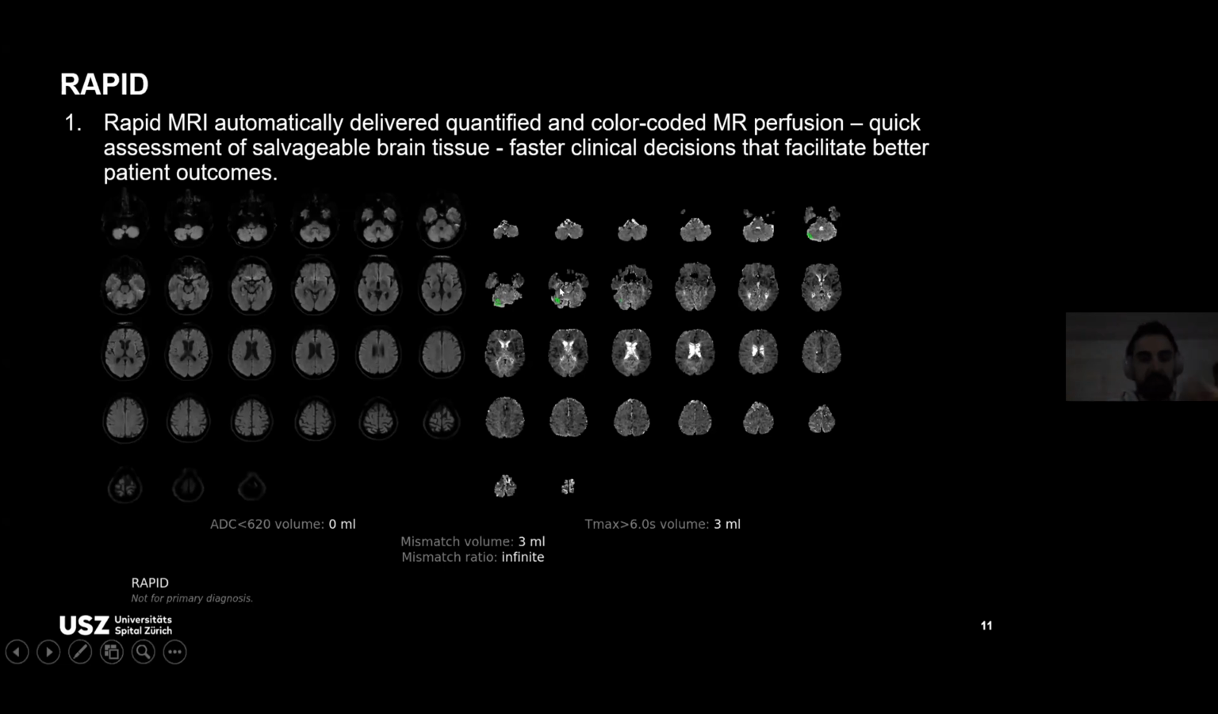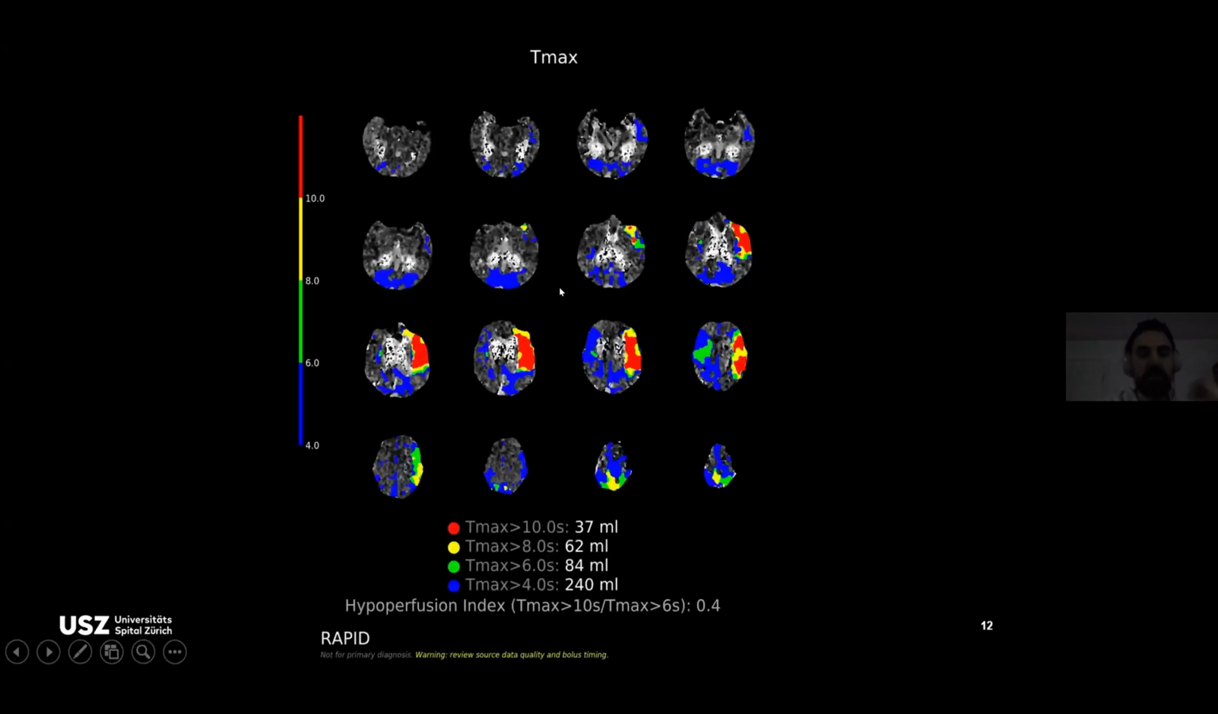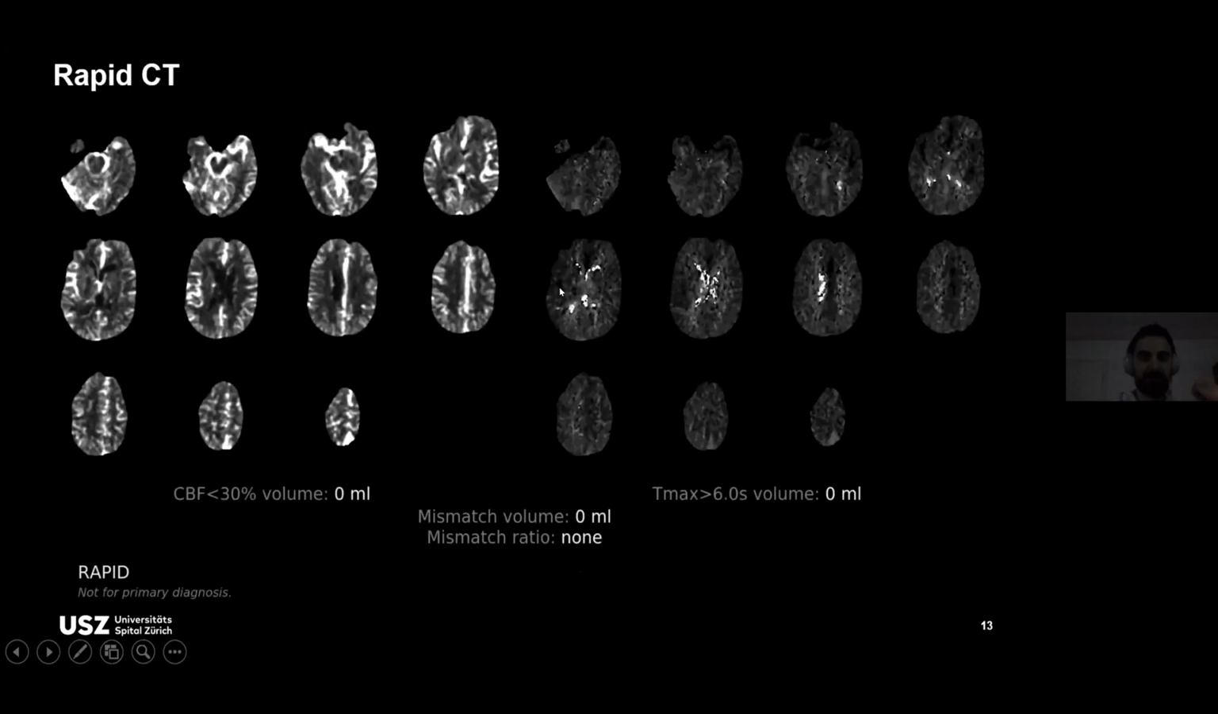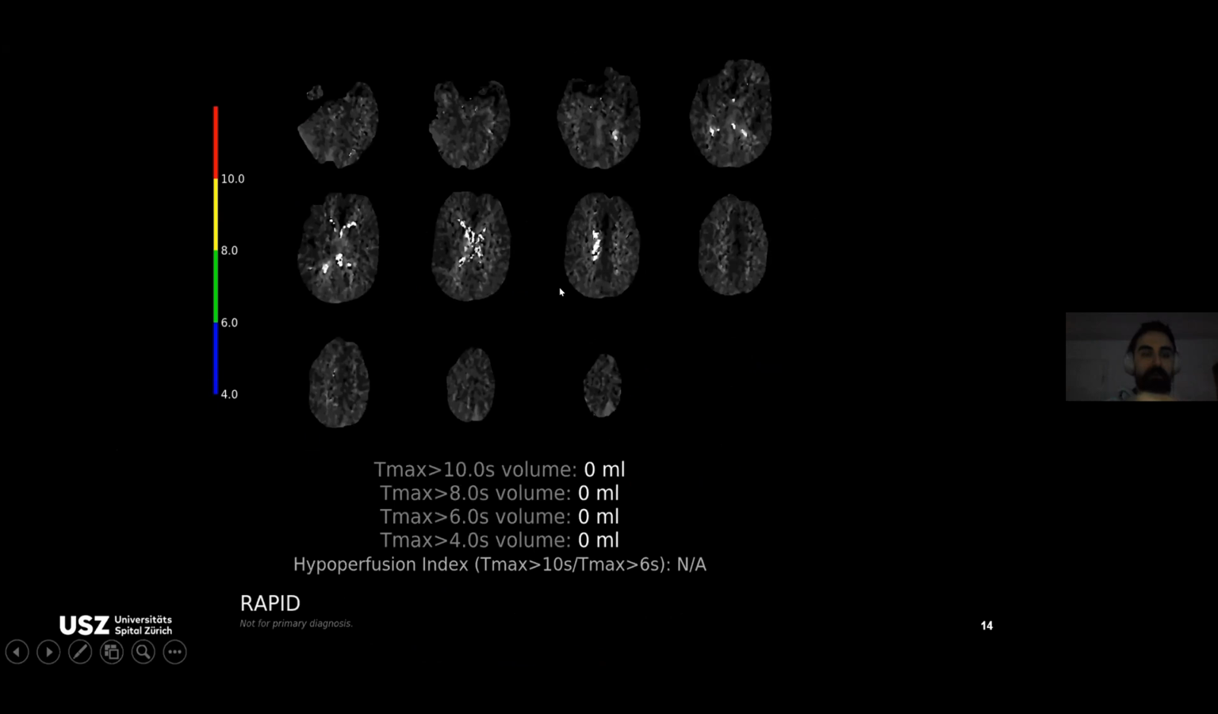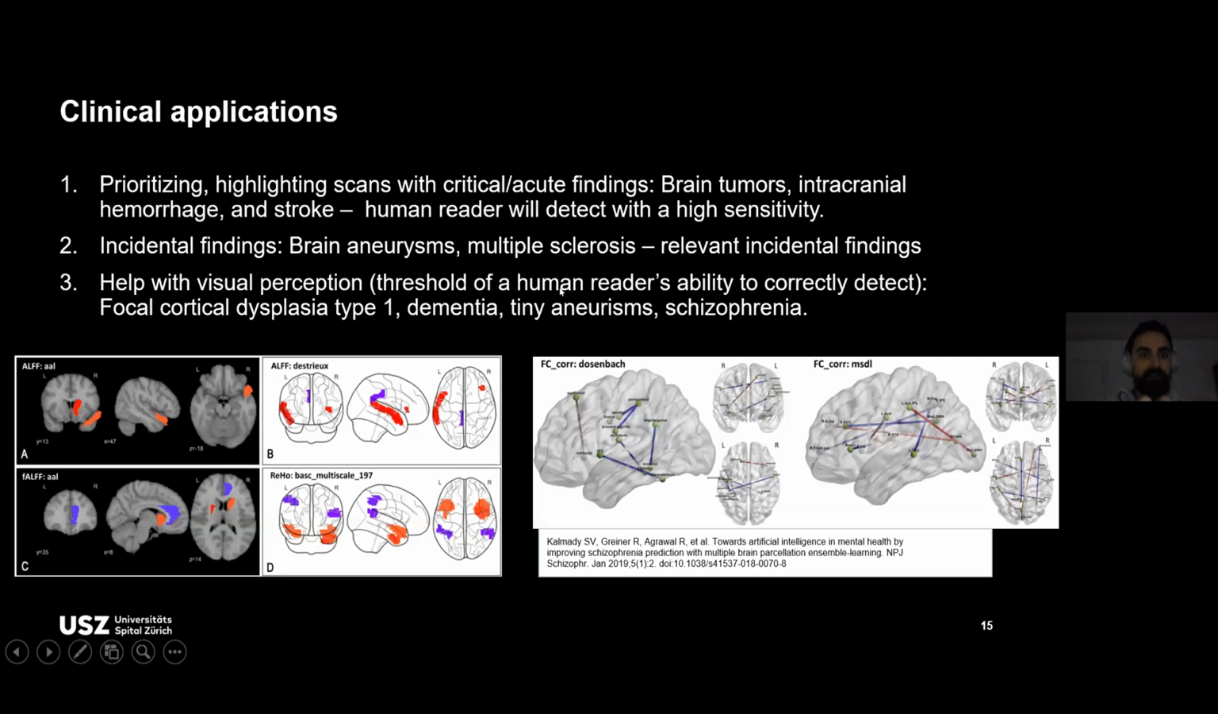Again, we have the diffusion weighted imaging as well as perfusion images, and we can utilize that both on MRI images as well as CT images. So I already talked about machine learning aided software in stroke imaging.